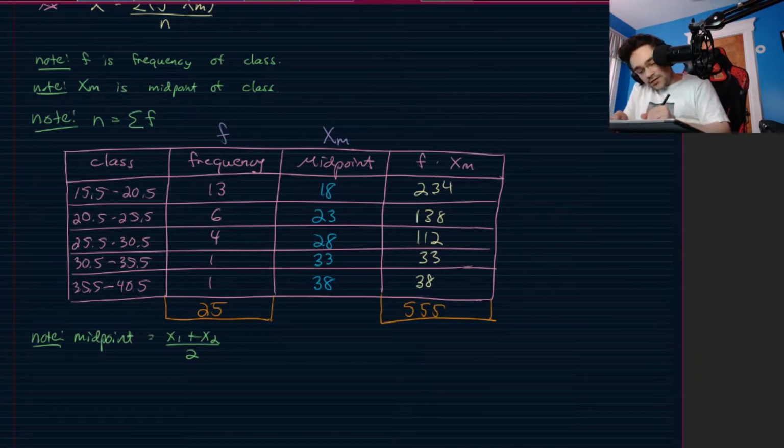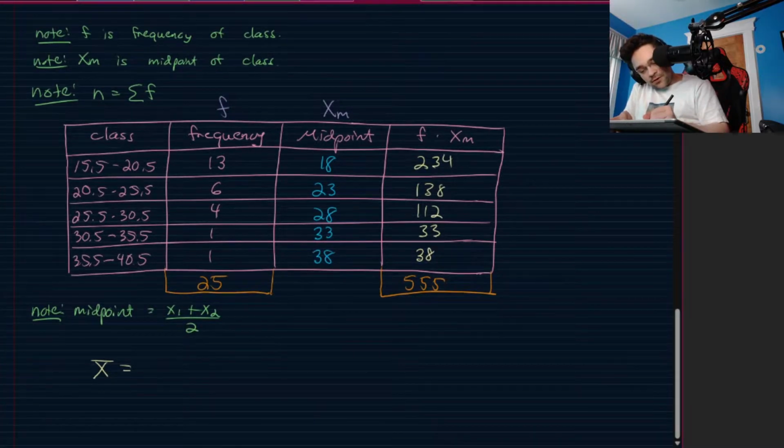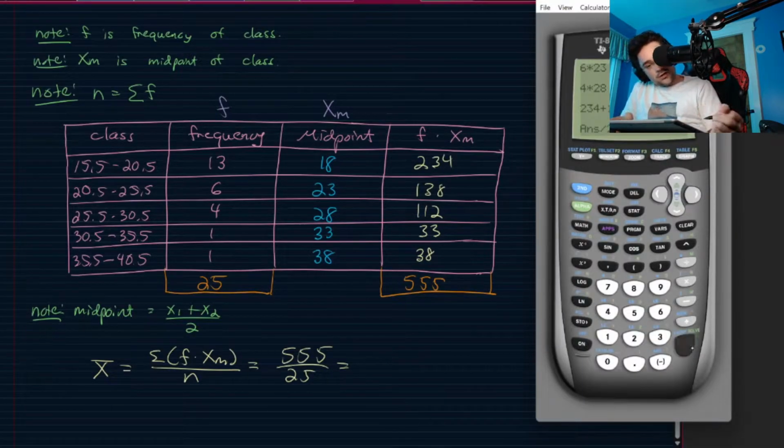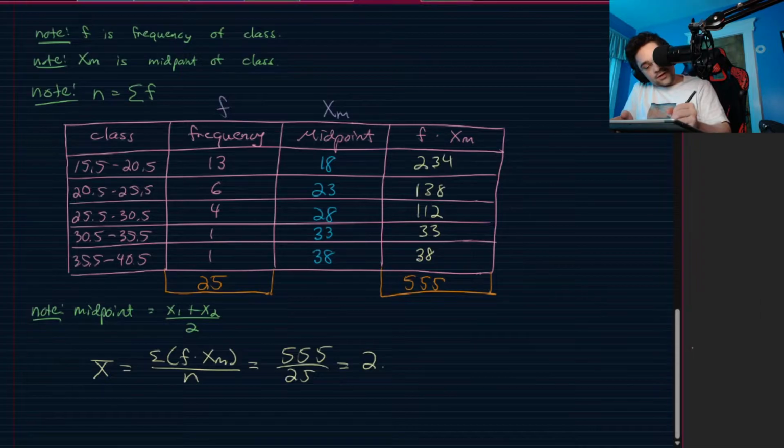So our answer, the mean in this case, is, remember, here's the formula, the sum of all the frequencies times their midpoint over n. So the sum of all the frequencies times midpoints, that's what I got right here, that's the 555. And the n, that's 25. And then finally doing this calculation, we get 22.2 exactly.